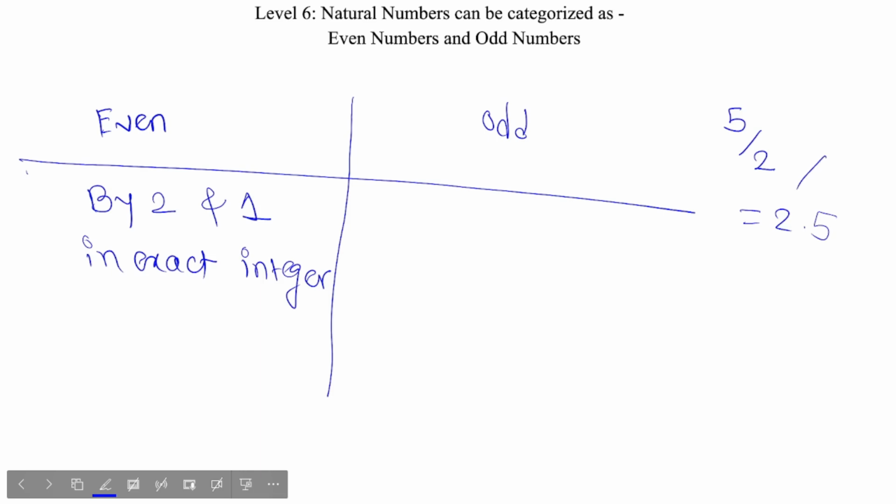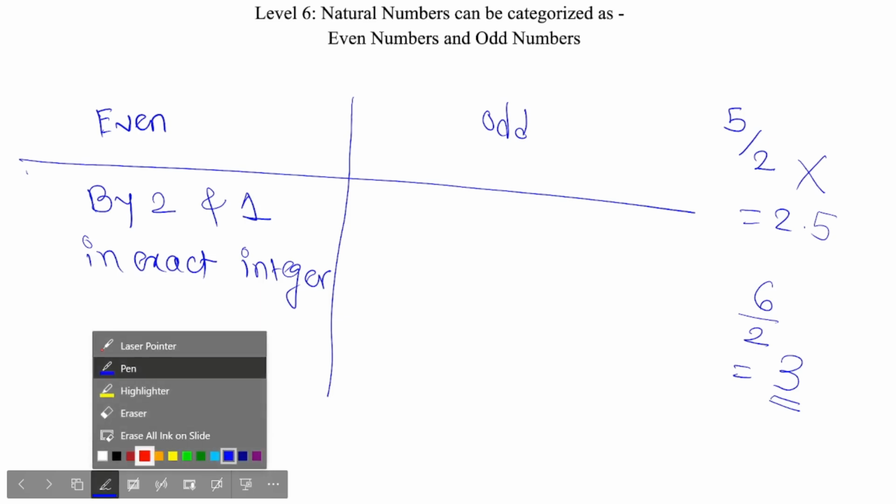So this is not an even number. But if I divide 6 by 2, I get an exact integer value. Exact integer value means it is not a fraction value. It can be minus or plus, because that depends on the sign of the number in the numerator. But we are getting an exact integer value here. This means the number is exactly divisible by 2 and also by 1. So this is the main definition of an even number for us.